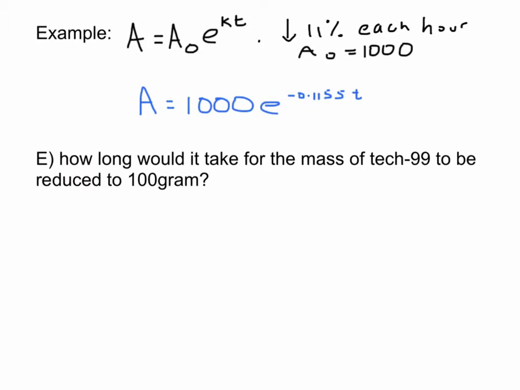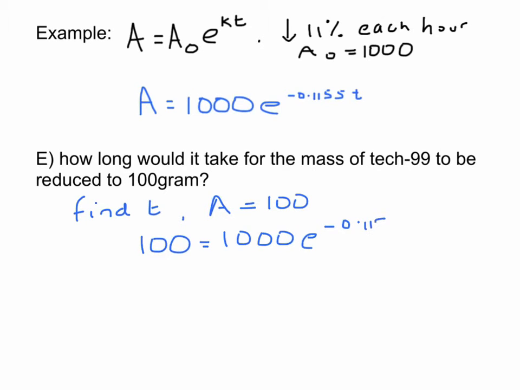And last but not least, how long means find the time for which the mass of technetium-99 will be reduced to 100. So again, we solve for t when A is 100. 100 equals 1000 e to the negative 0.1155t. And it's virtually the same steps as before. We divide by 1000, and then we take logs of both sides, and then we divide by the coefficient of t. So rather than do that all again, which is in your notes anyway, we'll just do it the way you do it on a calculator.